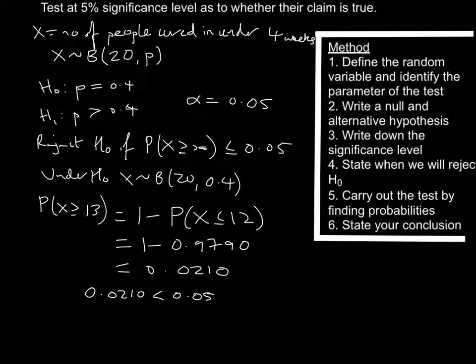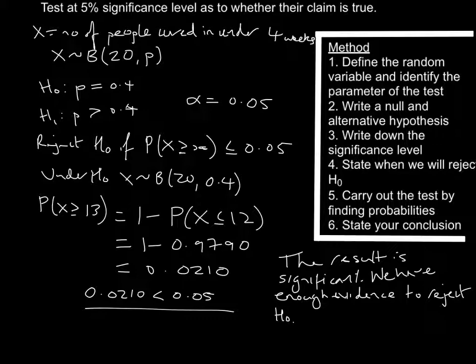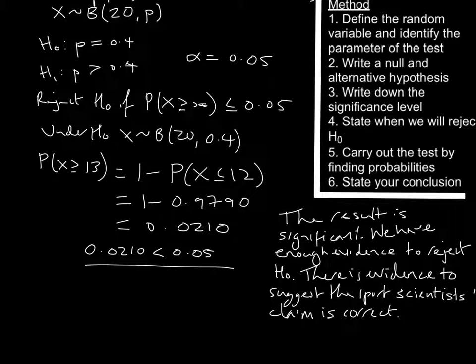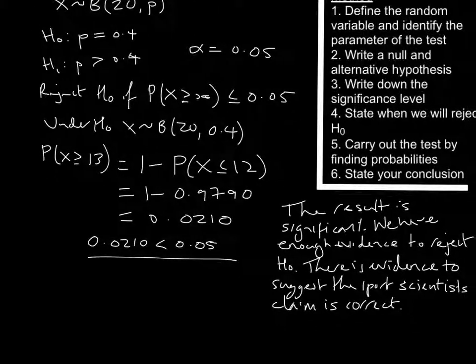So we found our probability, and now we need to state our conclusion, the final part. With this, we can see that the result is significant. We have enough evidence to reject H0, and there is evidence to suggest that the sports scientist's claim is correct. When we are stating our conclusion, it's really important to bring the context of the problem into your conclusion. So we're bringing the problem back to what they asked, whether their claim is true or not. We've said that there's enough evidence to suggest that the claim is actually correct.